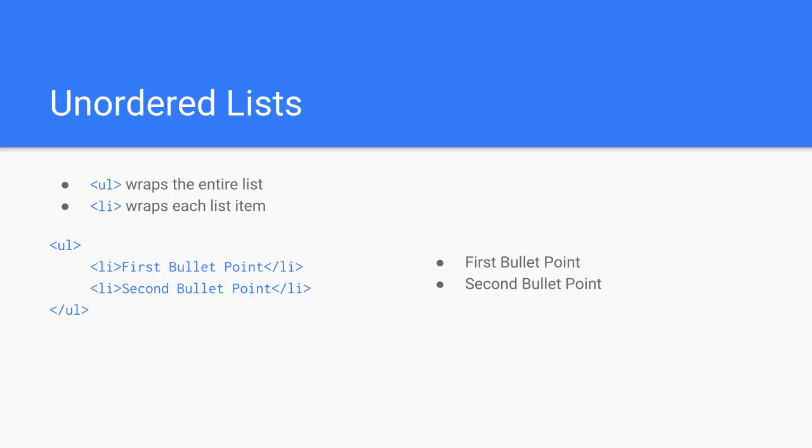Unordered list, very, very similar. Instead of OL, we have UL for unordered list. Same thing, we still use list items inside of our list.